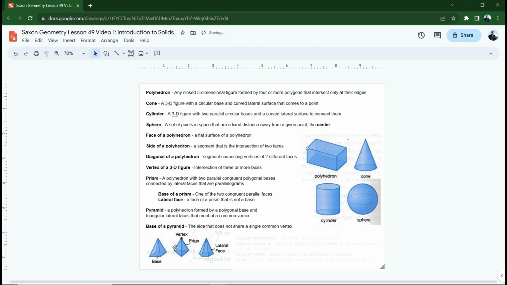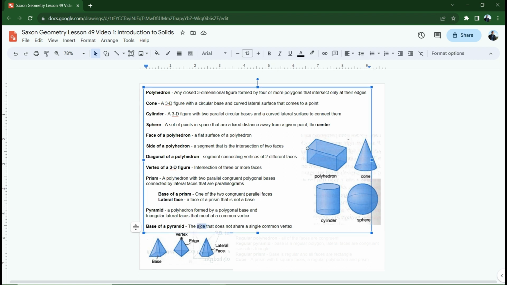The base of a pyramid is the side that does not share a common vertex. It could be a triangle or it might not be a triangle. In non-triangular pyramids, it's always the non-triangle side that's the base. All of the other faces will be triangles. Okay, so that's really important. Actually, I should just change this language here. It's really the face. The base is the face that does not share a common vertex.